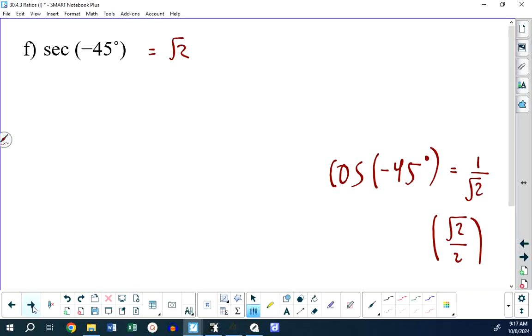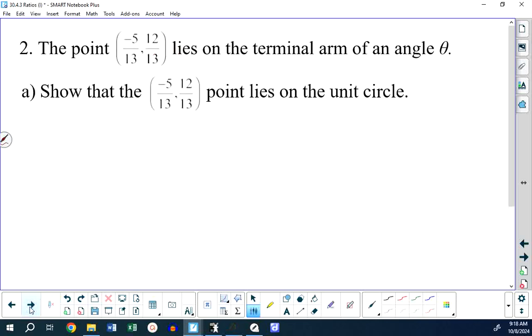Are we okay with that? You were going to need to know these trigonometric ratio values. Find them very quickly. All right, let's take a look at example 2.